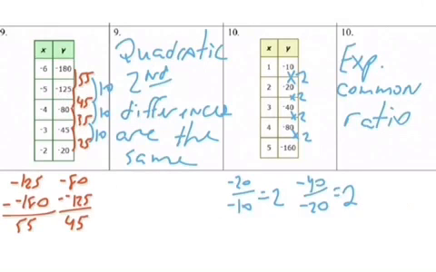Number 9 would be a quadratic because when you subtract once, none of these y values or the differences would be the same. But once you subtract again, you would end up with tens. So therefore, second differences are the same, making it a quadratic. And question number 10 is also an exponential because each of those you have to multiply by 2 to get to your next y value.